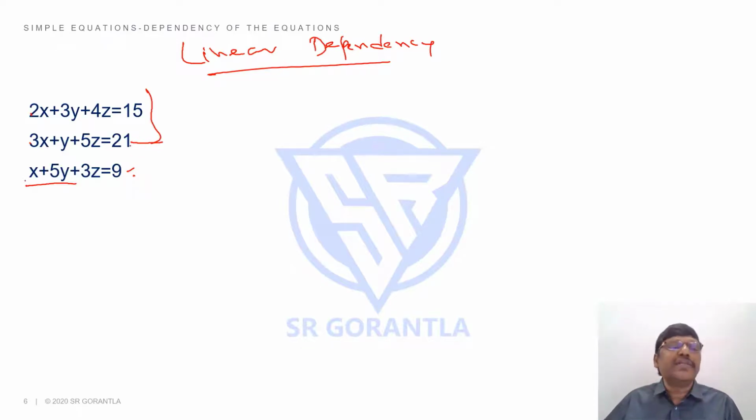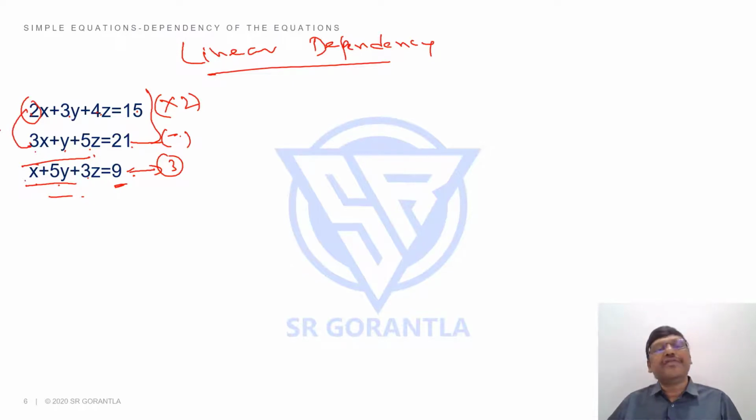Then how do I know that? Very simple, students. See, I'll tell you, for example, if I multiply this equation by 2 and subtract the second equation, do I get this or not? 2 twos are 4 minus 3 is 1; 2 threes are 6 minus y is 5y; 2 fours are 8z minus 5z is 3z; 2 fifteens are 30 minus 21 is 9. Yes. I'm multiplying this with 2 and then subtracting the second equation from that, so I'm getting the third equation.